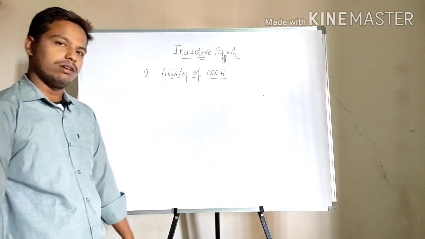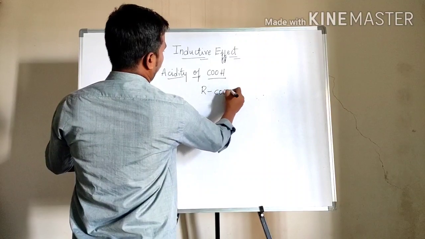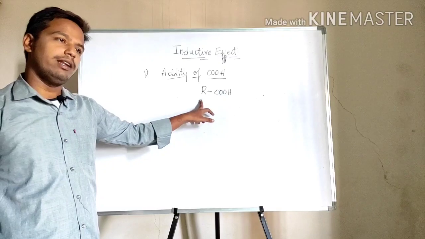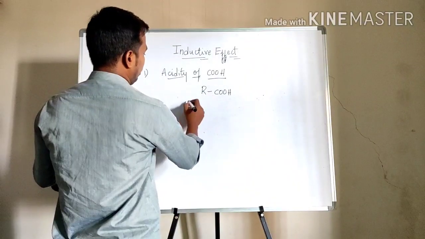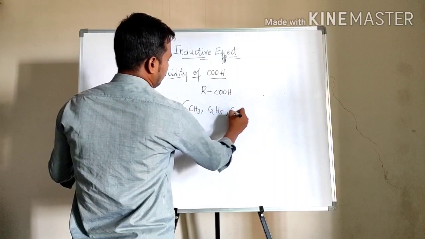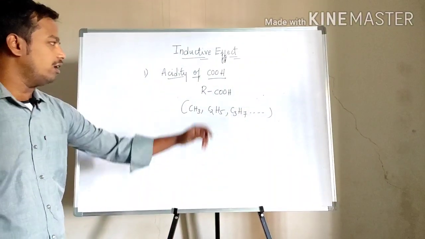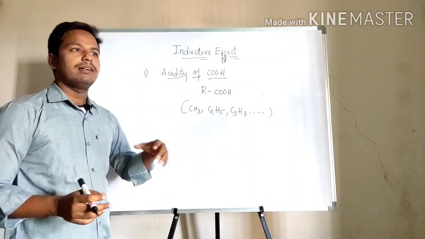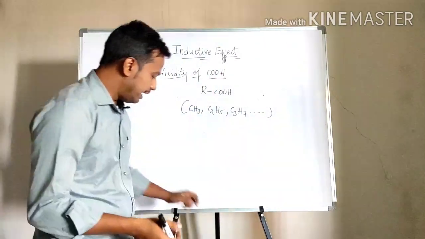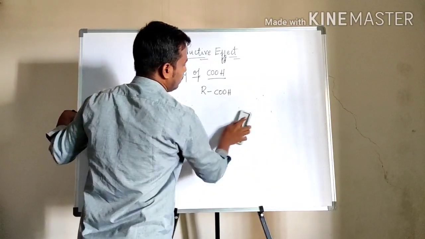Sometimes RCOOH. R represents any alkyl group. It may be methyl, ethyl, propyl, etc. So now we will understand the structure of carboxylic acid, with the example of acetic acid. I am taking the example of acetic acid.